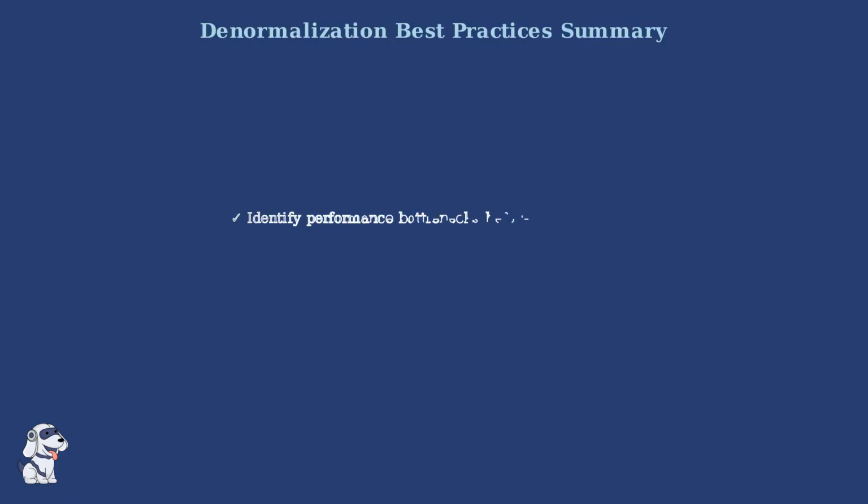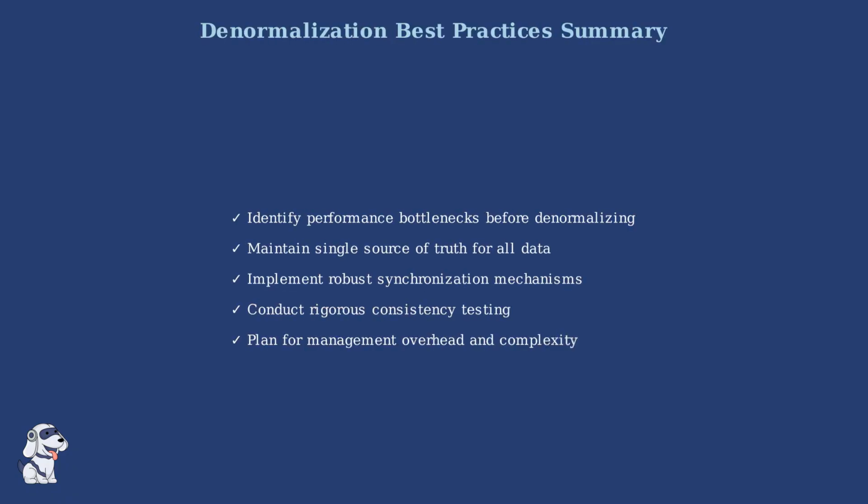These 5 implementation best practices form the foundation for successful denormalization. By identifying bottlenecks first, maintaining a single source of truth, implementing robust synchronization, conducting rigorous testing, and planning for overhead, you can achieve the performance benefits of denormalization while maintaining data integrity and system reliability.